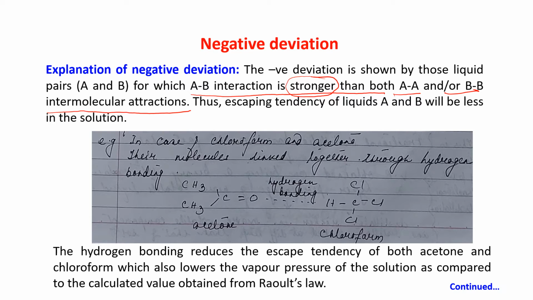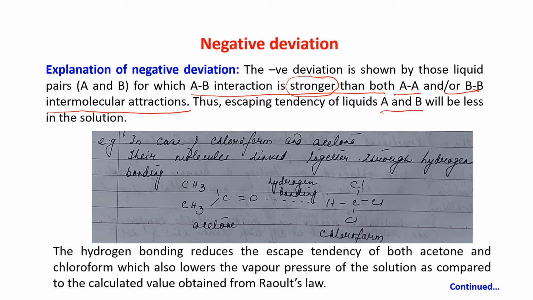Thus, the escaping tendency of the liquids A and B will be less in the solution, because in the solution this AB interaction is stronger than AA or BB intermolecular attraction.